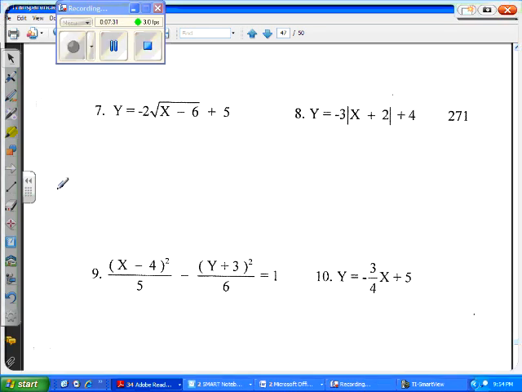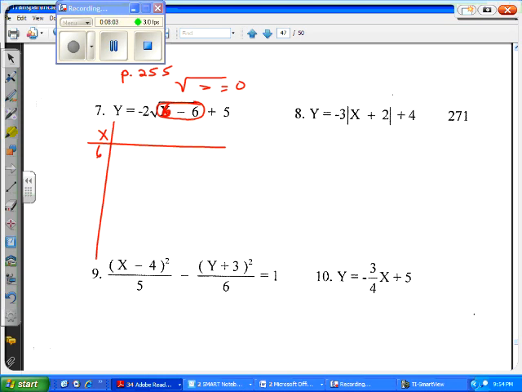Number 7 is the square root. This came out of chapter 9, page 255. It's a radical graph. Remember that when you pick your x's, we don't need a negative square root. So what's under that square root has to be greater than or equal to 0. So the least number we can choose for x is 6. And then when we choose x's, we'd like to get things like 0, 1 squared is 1, 2 squared is 4, 3 squared is 9, 4 squared is 16, to get some pretty numbers.